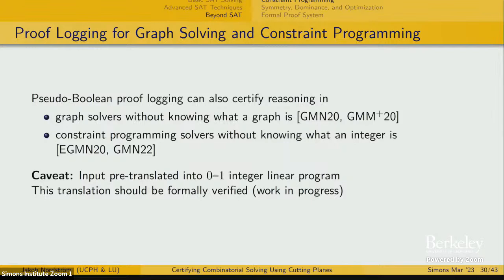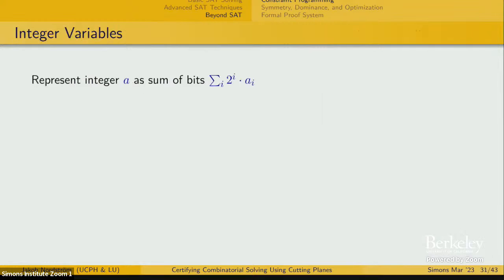But for many of these problems, again, if you think about your favorite NP-complete problem, it's very easy to write it as a 0-1 integer linear program, and it's not hard to prove that indeed this is the correct formalization.